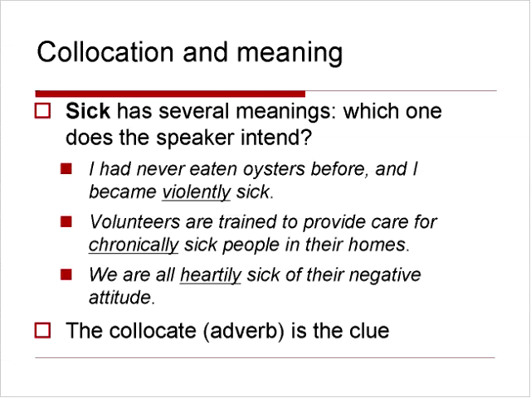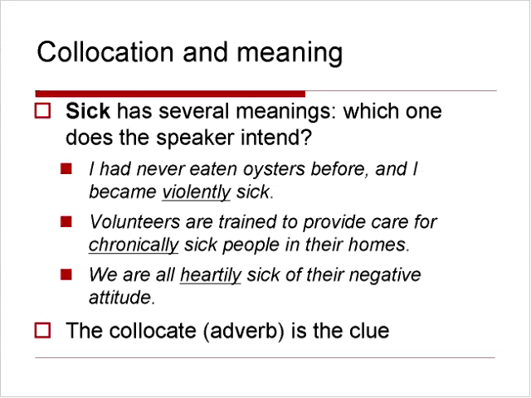We know that means that you vomited, because violently, when sick, has the collocation violently, that's what it means. The next one says, volunteers are trained to provide care for chronically sick people in their homes. Now, the chronically sick people are not throwing up the whole time. They're not vomiting. They are ill. They have a chronic illness. And the word chronically, as a collocation of sick, tells us what the meaning is.